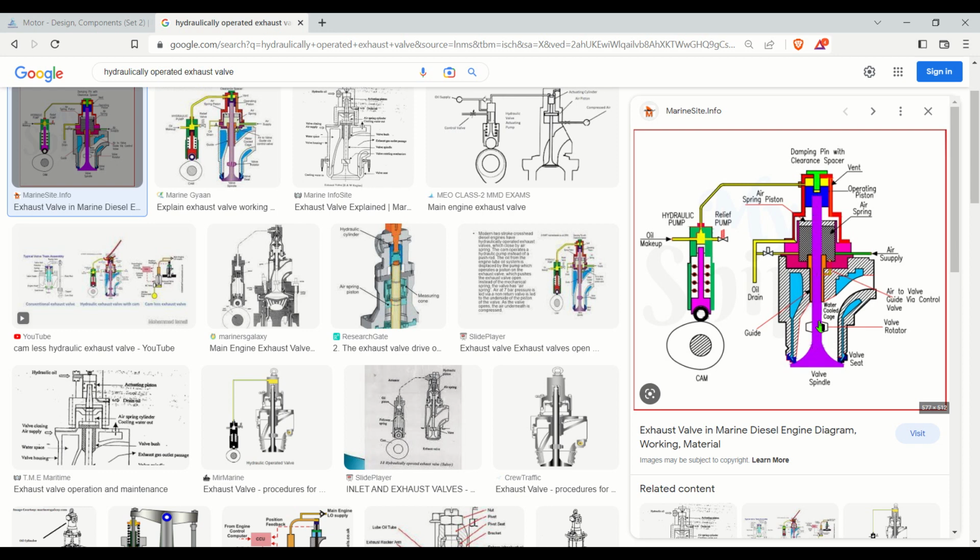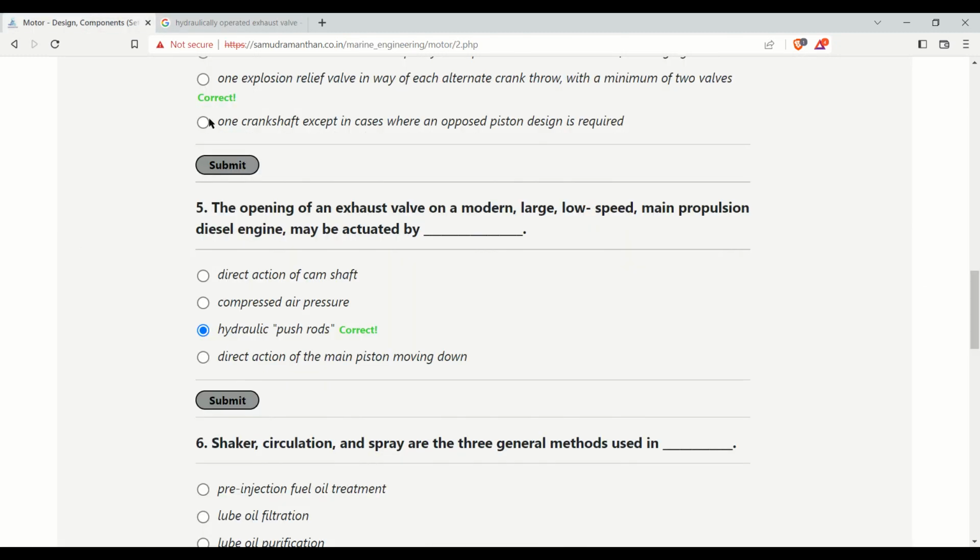In the exhaust valve you can see the valve rotator. It helps to rotate the valve so that the deposits can be crushed and there is no deposition which can damage the valve seat. Okay, and it also helps in fair distribution of the temperature. Okay, now let's move to the next question.